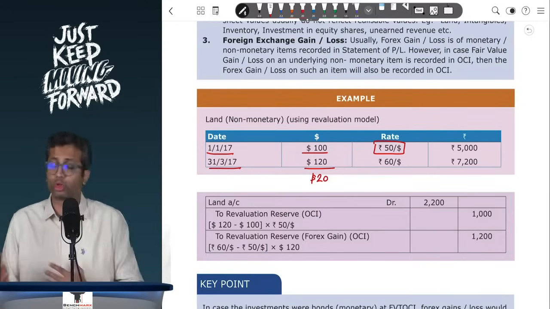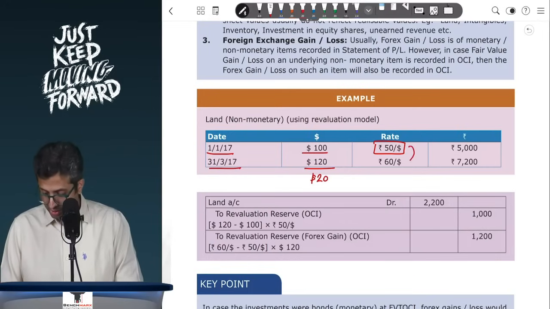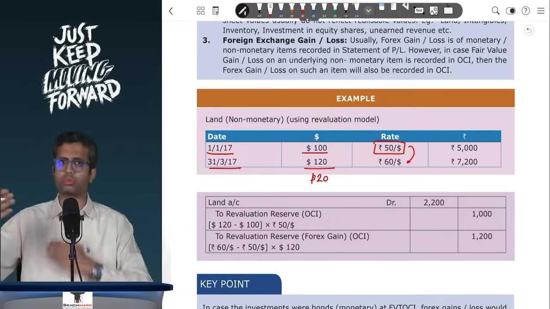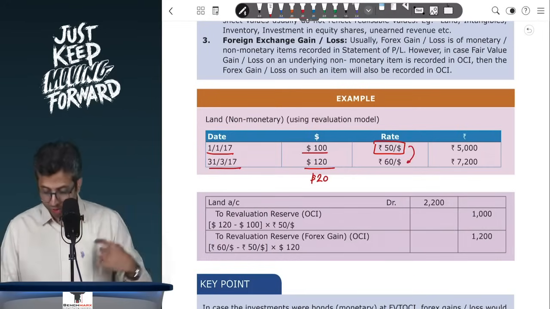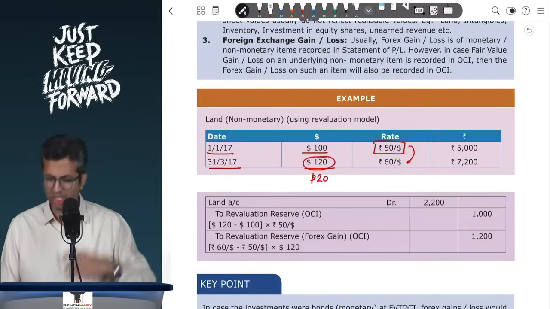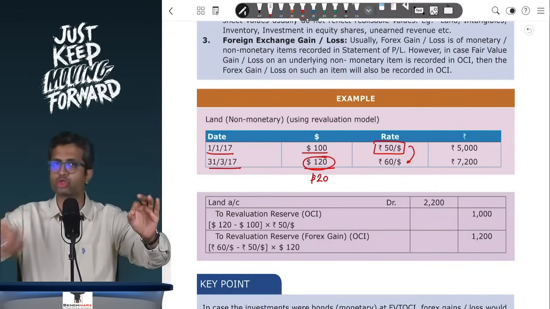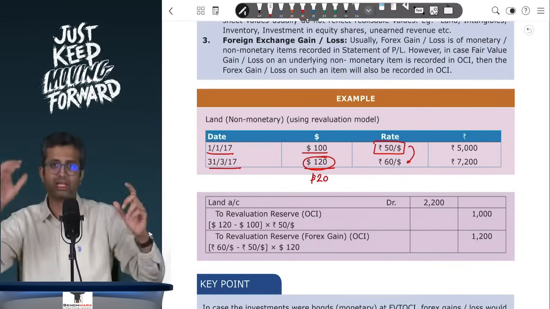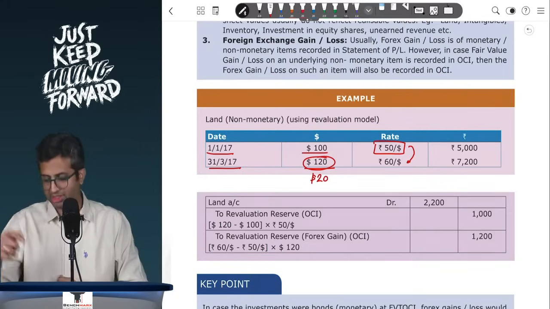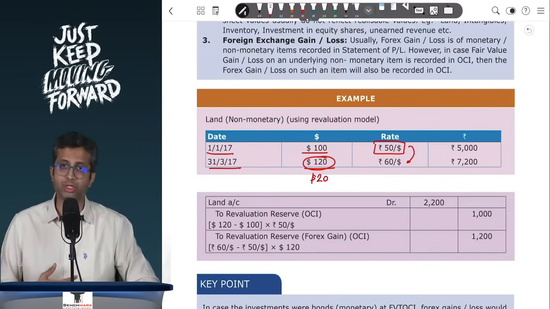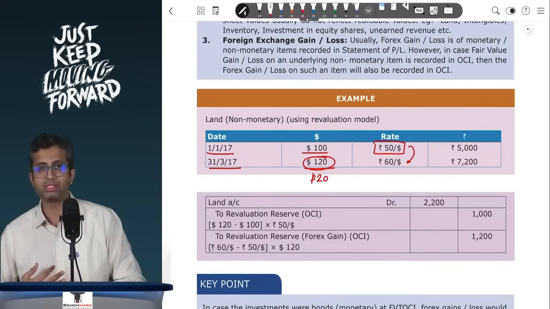However, has the exchange rate also changed? Well, yes. The exchange rate has changed from 50 to 60. So there's a 10 rupee appreciation in the exchange rate, which is to be multiplied by $120. Why? The original $100 was at 50. The remaining $20 of gain you also recorded based on 50, and hence the entire $120 you will multiply by 60 minus 50, that is 10, and hence that will be 1,200.